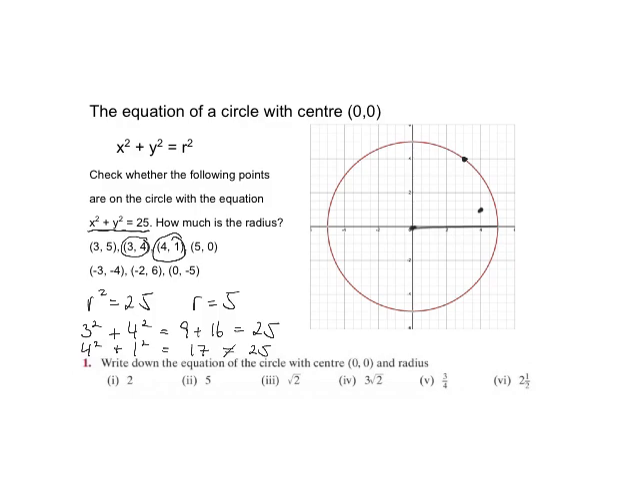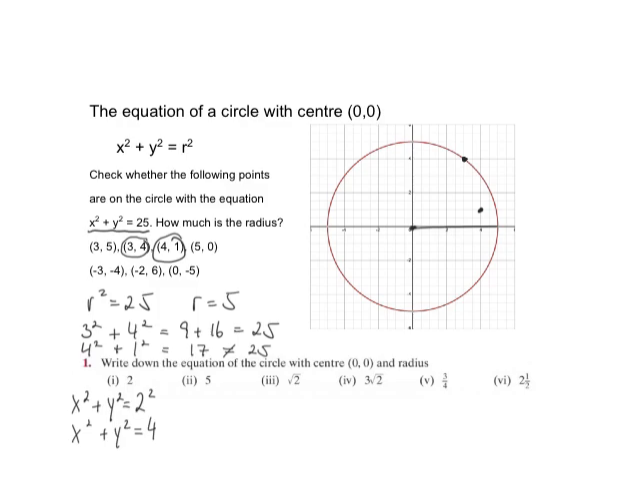Okay, so here we are given a few radii, and we can write the equation of the circle. Okay, so for the first one, that would be x squared plus y squared equals 2 squared. So x squared plus y squared equals 4. That is the equation of a circle around the center 0, 0 with a radius of 2.